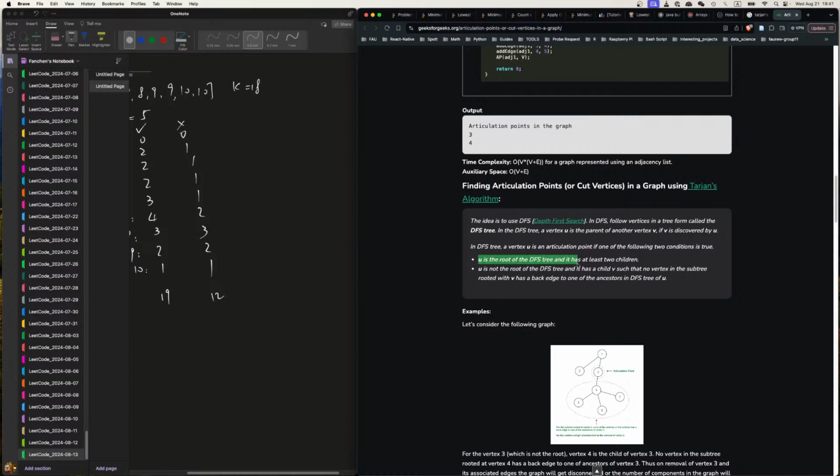U is a root and it has at least 2 children. The root of the DFS tree. If you are the root of a DFS tree and you have 2 children, who decides what is the DFS tree? What is the root of the DFS tree? I thought you can pick whichever, right?